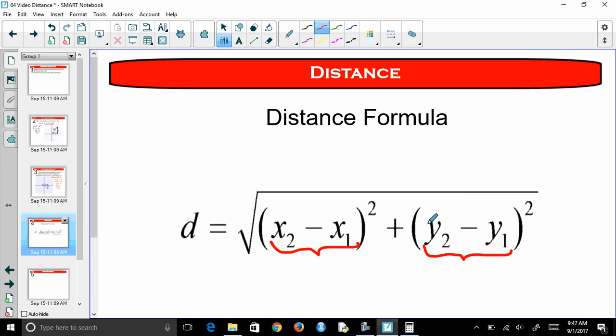So this is just another way of saying we use the Pythagorean theorem with the coordinates.